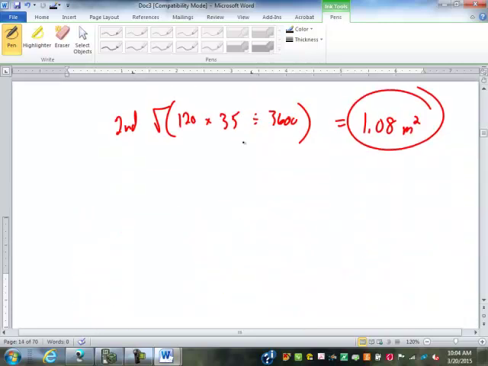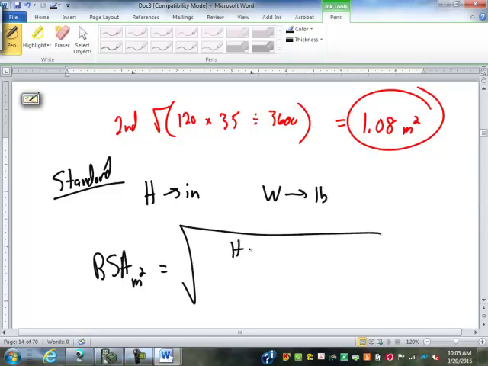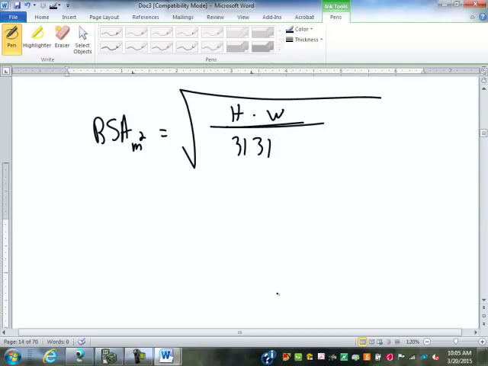If things are given in standard, in other words, heights in inches and weight is in pounds, well, then the body surface area, still in meters squared, is going to be the square root of the height times the weight divided by 3131. Why is this number here different? Well, that's just the conversions between inches and centimeters and pounds and kilograms. So let's go back to that previous patient who was 49 inches and 92 pounds.